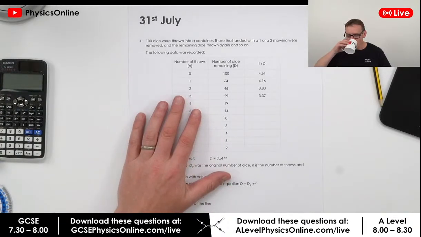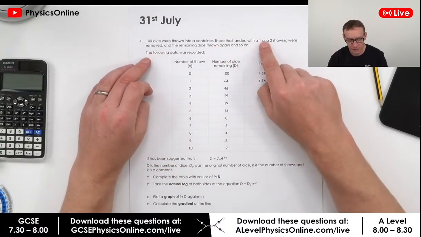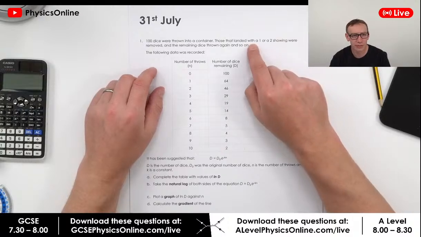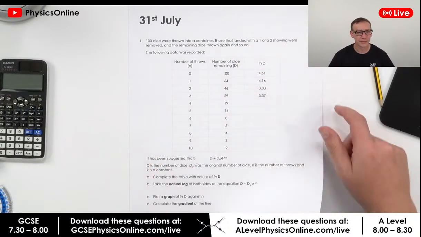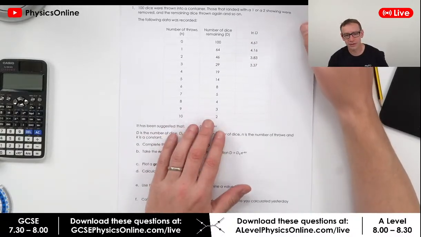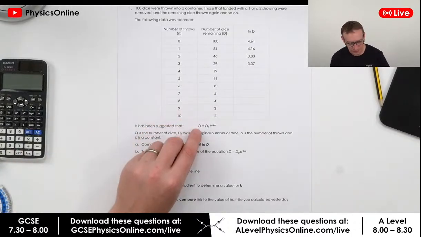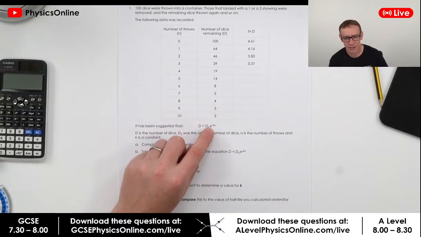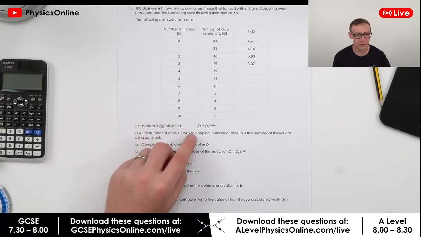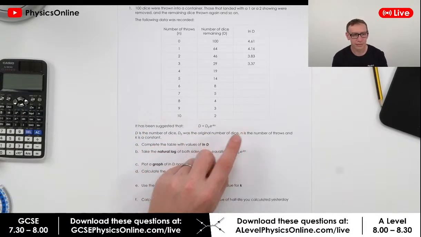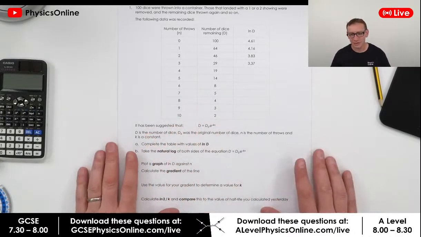Okay, so 100 dice were thrown into a container. Those that landed with a 1 or 2 showing were removed and the remaining dice thrown again, and so on. The following data was recorded. We then have the style of question you get in an A-level physics exam, where it says it's been suggested that D is equal to D naught e to the minus kn. Everything is explained underneath. D is the number of dice, D naught is the original number, n is the number of throws, and k is just a constant. Now the first question is easy.